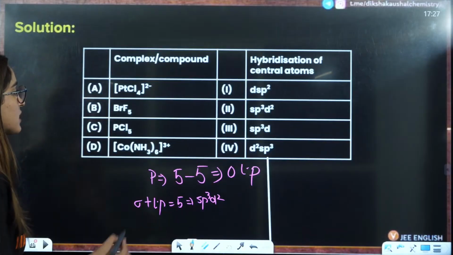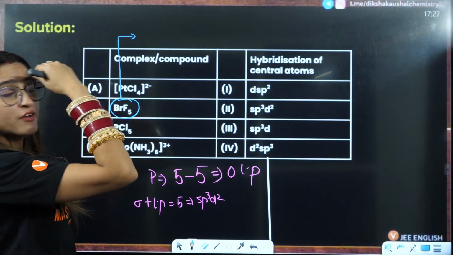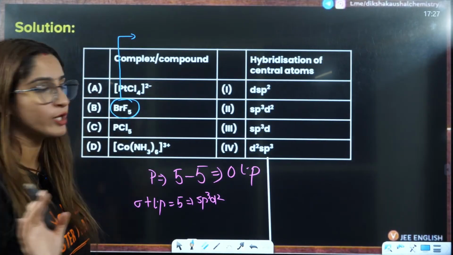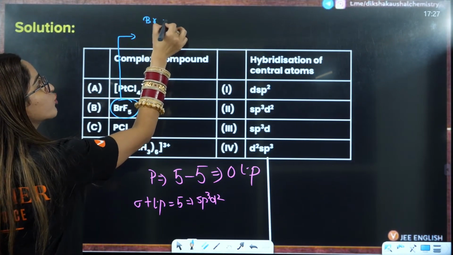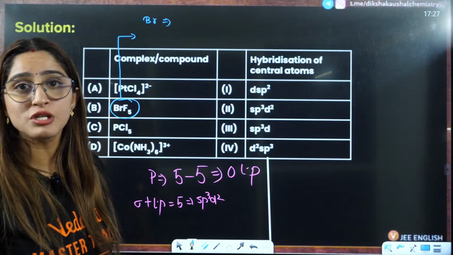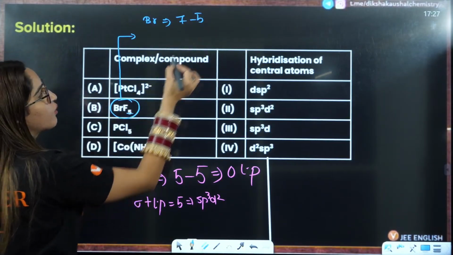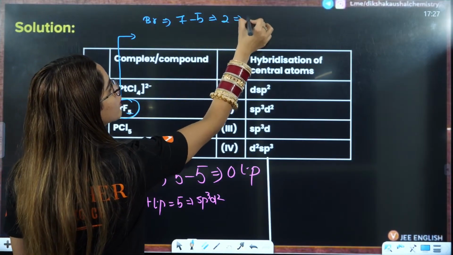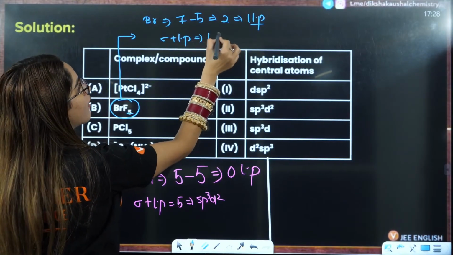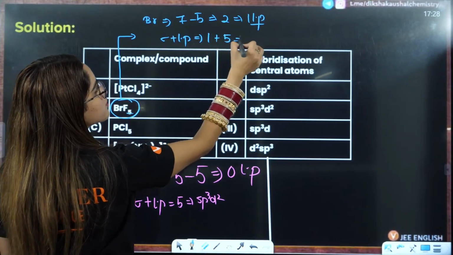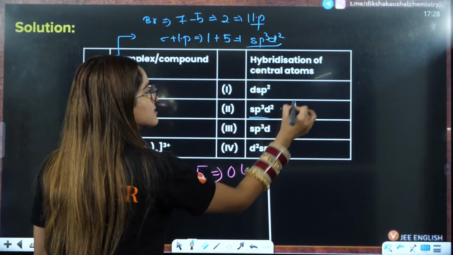And let's say, ma'am, I want to solve for BrF5. Here I am first solving for chemical bonding. Br belongs to the halogens, group 7. So 7 minus 5, since it is already making 5 bonds, leaves 2 electrons, which means 1 lone pair. The number of sigma bonds plus lone pairs is 1 plus 5, so it is going to be sp3d2. Is that the answer? Yes, that is the answer.